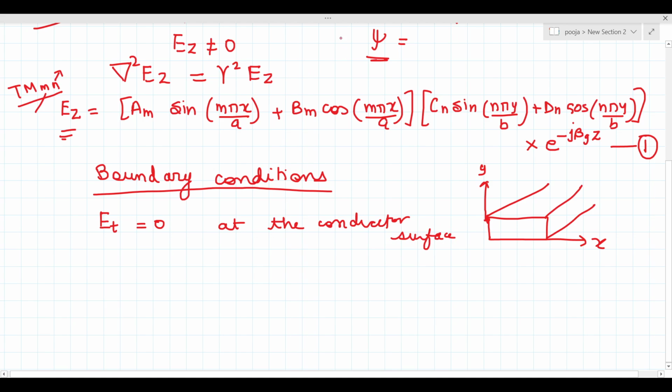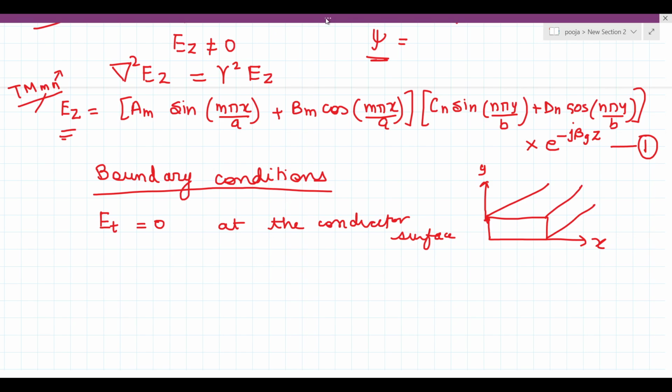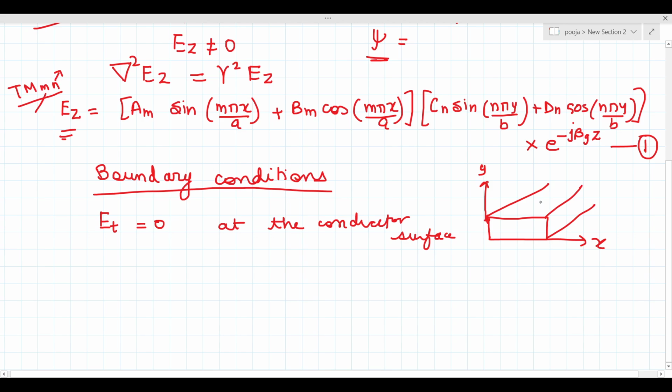So what is conductor surface? The conductor surface is this particular thing. All these things are metal. So what is boundary condition? The first condition, what surfaces we have? We have this x is equal to 0 surface, which is this surface. Okay, I'm writing it again. This surface is x is equal to 0 surface. X is equal to a surface is this surface.